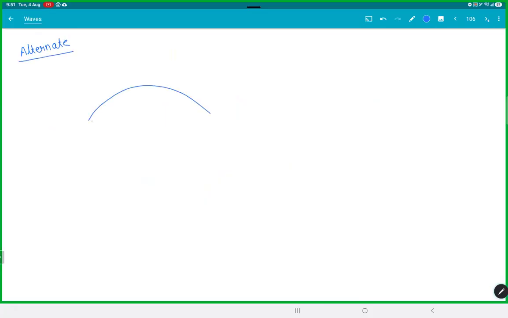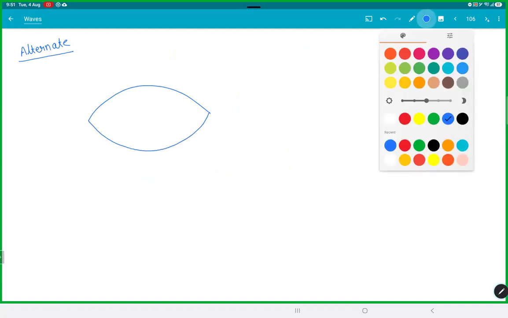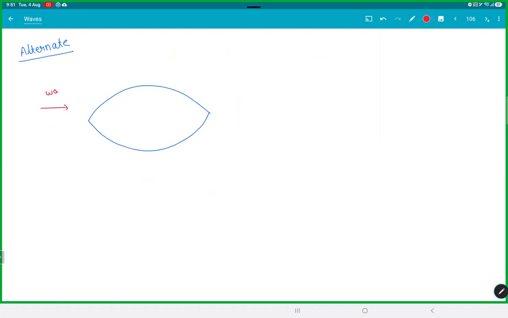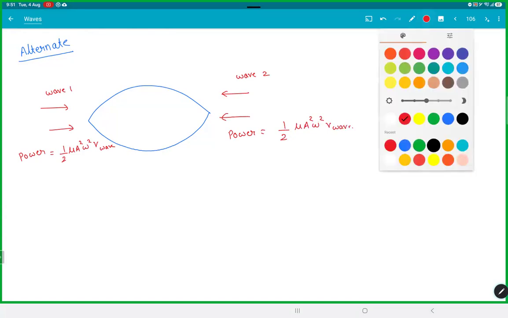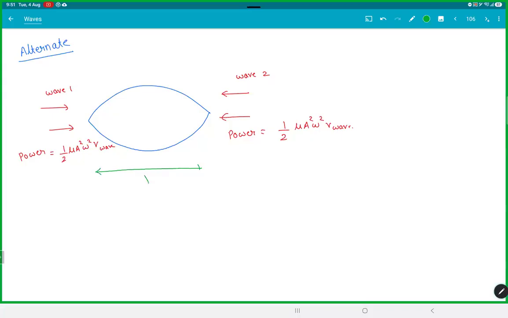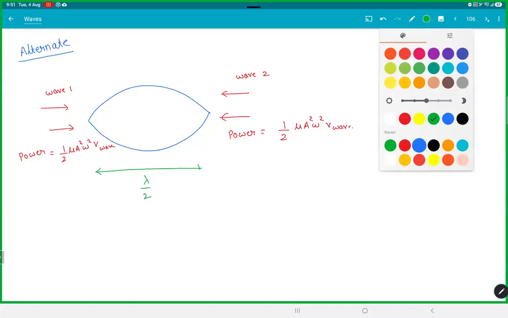So a stationary wave is nothing but a combination of two waves. So can I say like this? Wave 1 is entering from the left side, wave 2 is entering from the right side. What is a wave? A wave is nothing but transfer of energy. That means wave 1 is injecting power, which is half mu a square omega square v wave. Meaning this much power is coming from the left side into the loop. Similarly, this much power is coming from the right side. Half mu a square omega square v wave. Right? And what is the length of this loop? Lambda by 2. That means for this wave to cross this loop, it will take a certain time.